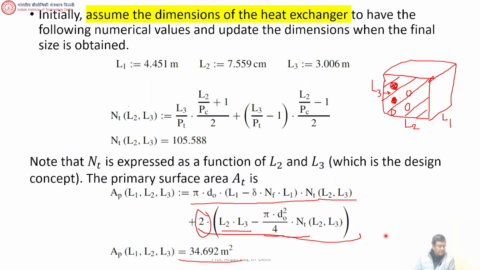So what he has done, he has chosen L1, L2, L3. It will seem odd to you that he has 7.559 centimeter for L2. So he has got these numbers from somewhere. I think what he must have done is that he chose some L1, L2, L3, did a design, then refined it. Maybe the first time it didn't work out. He did a few iterations to get these numbers. Okay, that's my best guess.